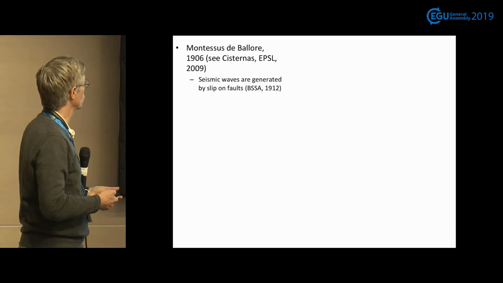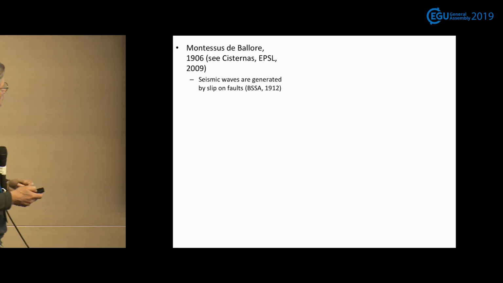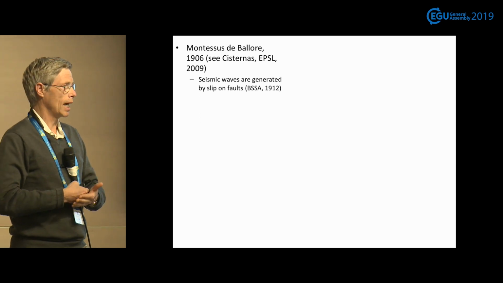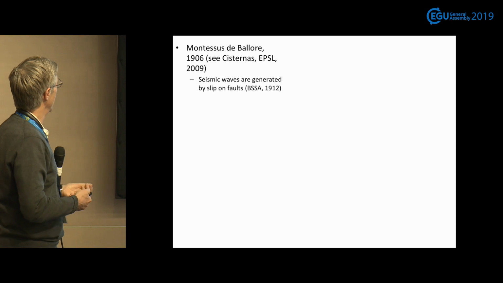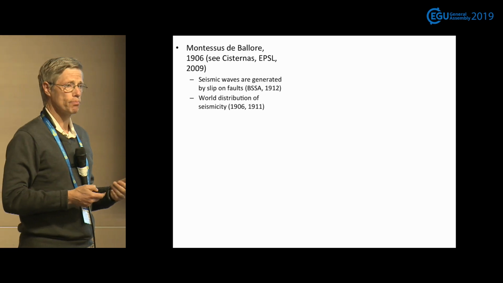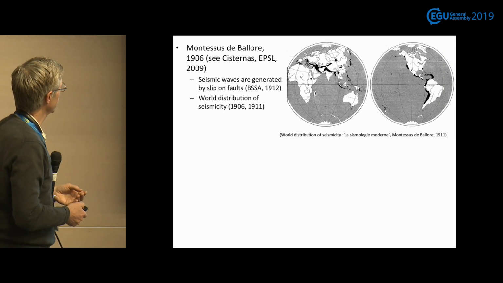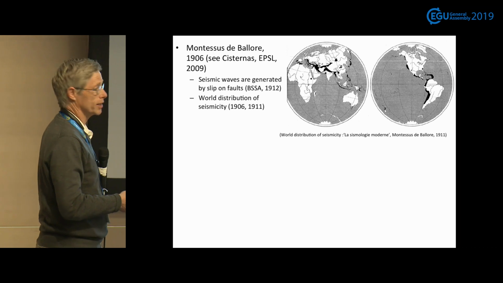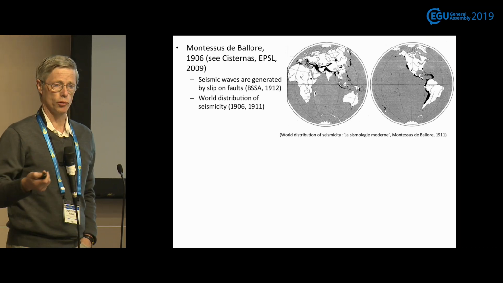And actually, he contributed quite a few important things. He was featured in BSSA in 1912. He's the one who really understood that earthquakes were related to episodic slip events on faults. And also he produced a map of the distribution of seismicity worldwide. And this is the map that he published in 1911. And already, the black areas are the areas producing earthquakes.